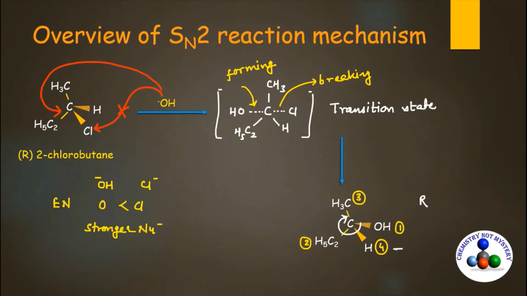But remember here fourth priority is bonded with the solid wedge. So you have to change the configuration. So R changes to S. So the configuration of this molecule will be S. So here you must have observed that we have taken R configuration as a reactant, but as a product you will get S configuration. So the configuration of molecule changes after SN2 reaction mechanism. So we are going to discuss why do we get inversion product as a result of SN2 reaction.